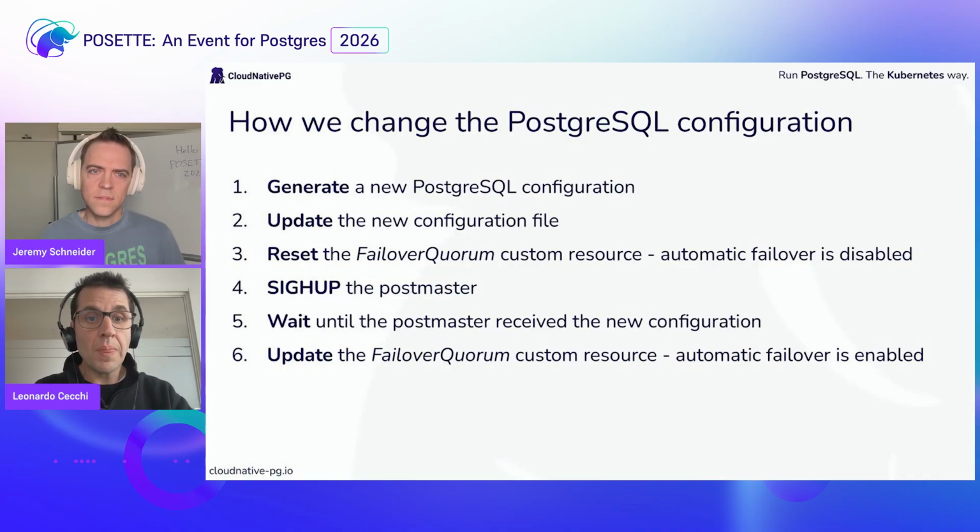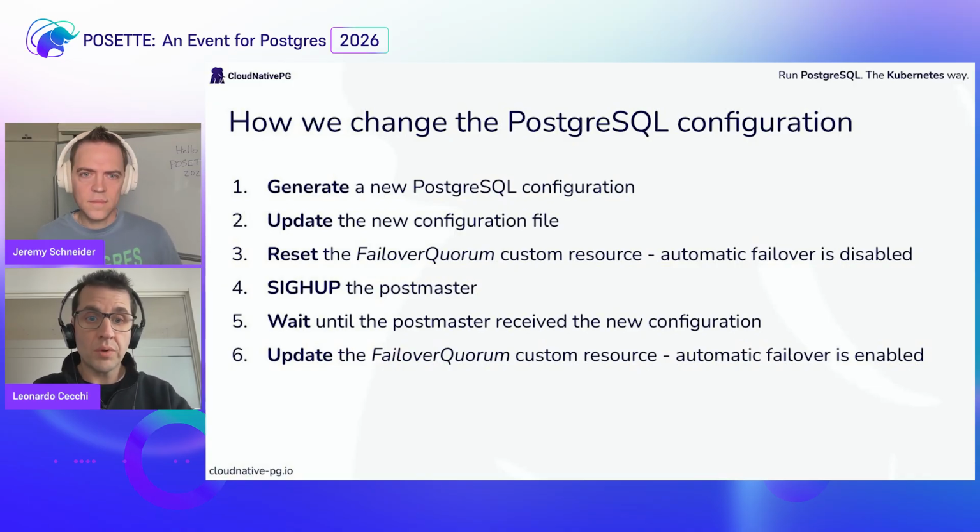We update it, and then we reset the failoverquorum custom resource. So basically, we take out all the status. And from now on, automatic failover is disabled because 0 plus 0 is not greater than 0. Then we SIGHUP the postmaster. And Unix signals are asynchronous, so we need to wait until Postgres has received it.